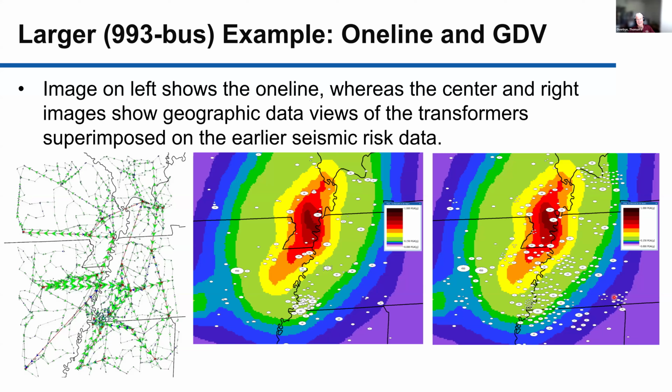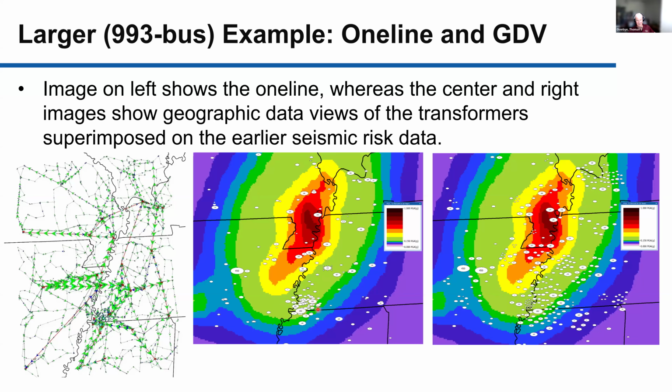This second GDV is the same data as before. It's just that they used a geographic layout algorithm to spread things out to show you that in some locations like Memphis, there's actually a lot of transformers there.